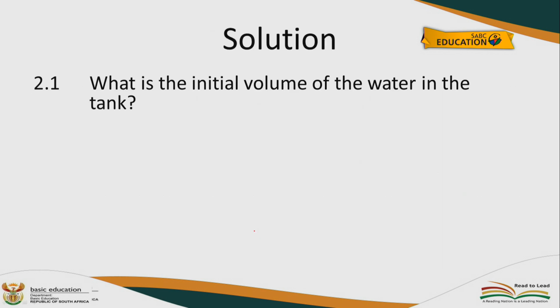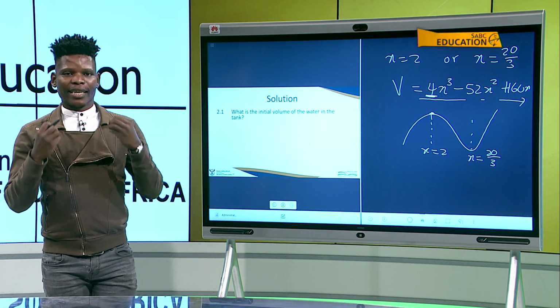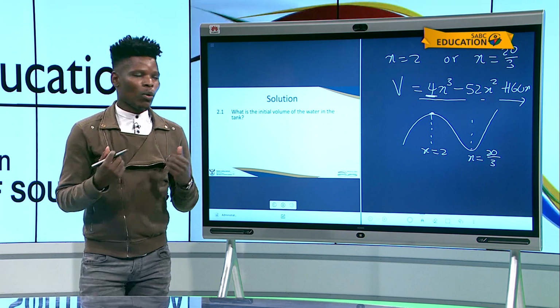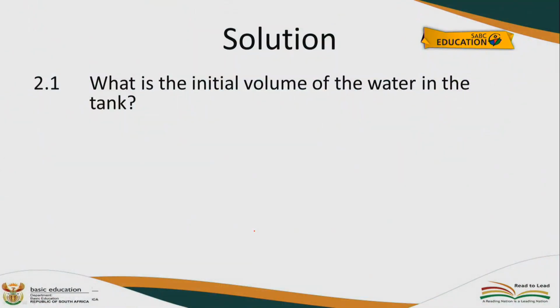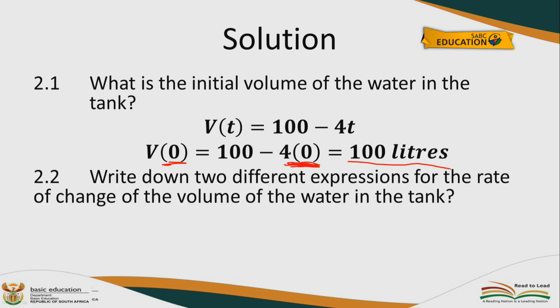Now, the first question is, what is the volume of the water that is in the tank initially? Initially, we said that t = 0. So we're going to take the expression for the volume, and in place of t, we are going to substitute 0. So we'll have V(0) = 100 - 4(0). So there you see in place of t, we have substituted 0, and we find that there are 100 liters in the tank initially.